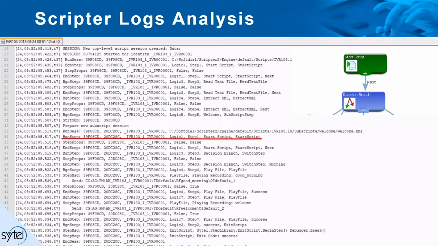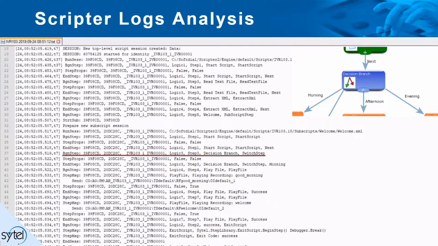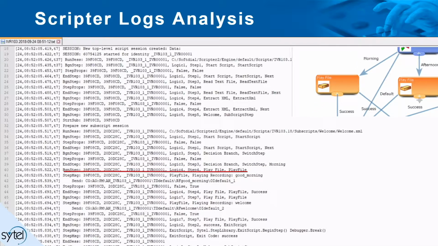The subscript proceeds in exactly the same way as the main script through its start script step to the decision branch step, which has the internal name switch step. We can see that the decision branch step generates the outcome morning. This was generated by the time of day system field used as the input and output for the step. We can see from the log timestamp that the time is 8:52 a.m. This output directs the script to the play file step, which plays the good morning audio message.